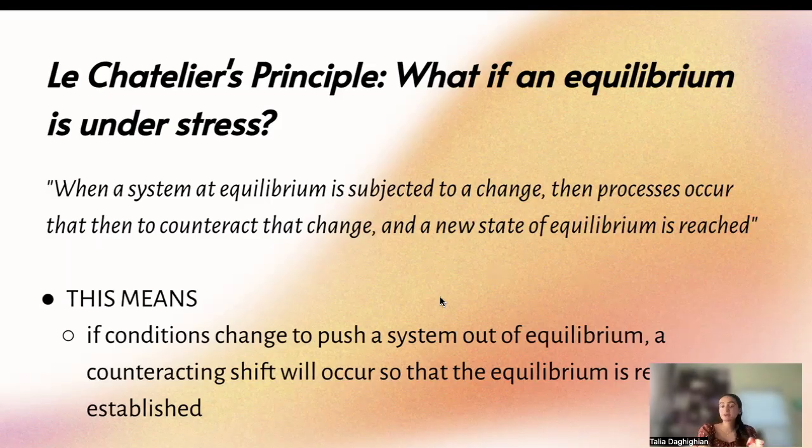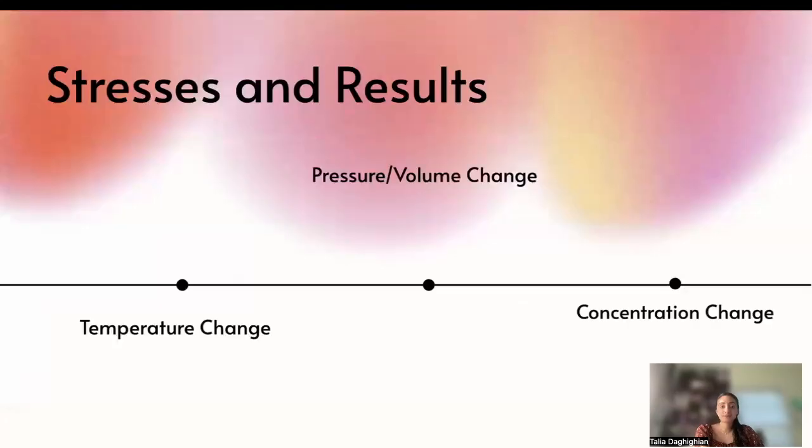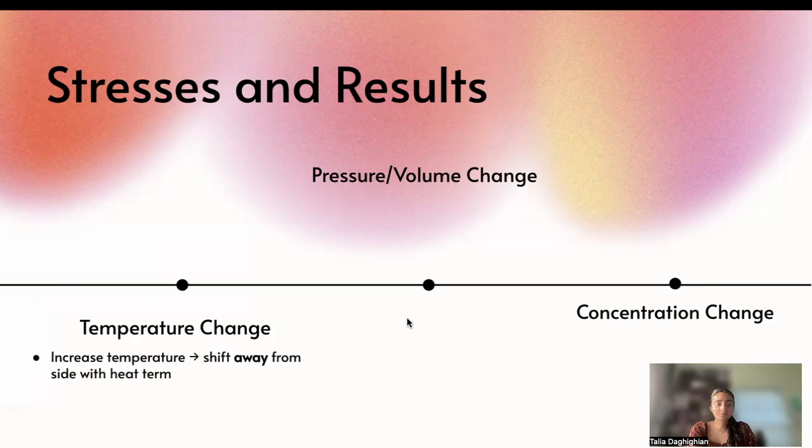And so on the next slide, we're going to talk about the different stresses you can have and how that will change the shift of your reaction to reestablish the equilibrium. So we have three different stresses and in each stress, there are two different ways we can go, either more or less, and the reaction will shift differently based on that. So we're going to start with temperature change.